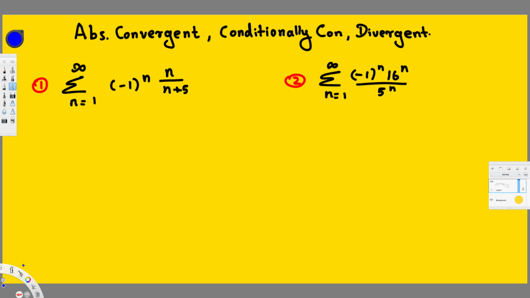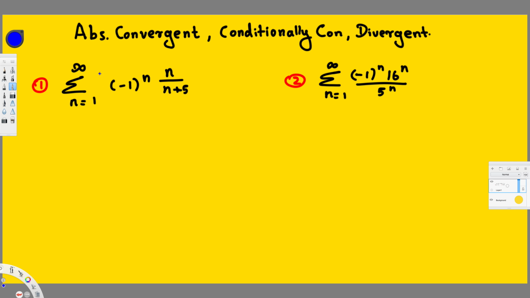Let's do this problem right here. This question is asking whether this series is absolutely convergent, conditionally convergent, or divergent. So first we start from absolutely convergent. If it's not, then we move to conditionally convergent, and if it's not, then it's divergent. And if it's absolutely convergent, we stop right there and say absolutely convergent. So that's how we do these kinds of problems.